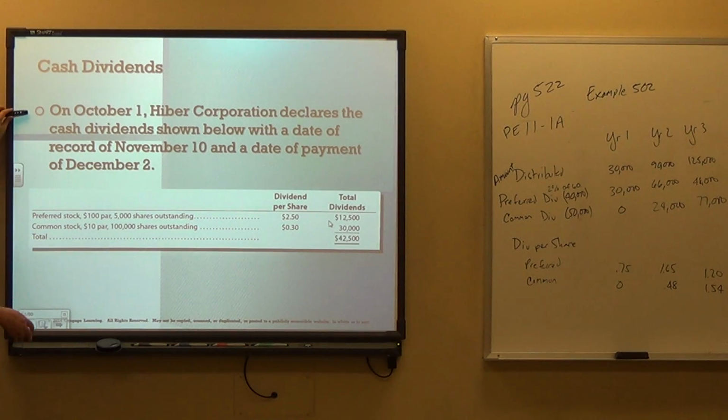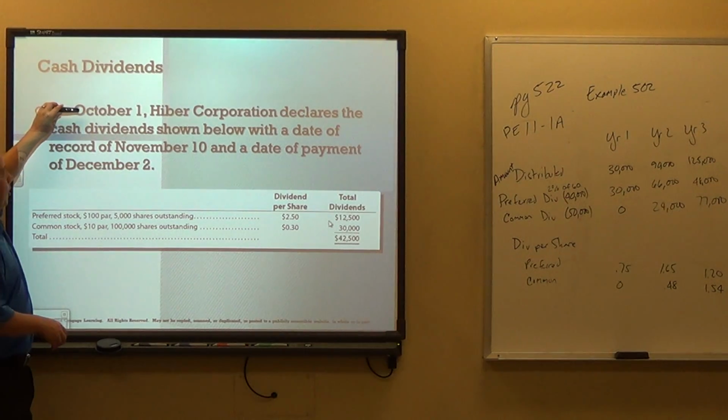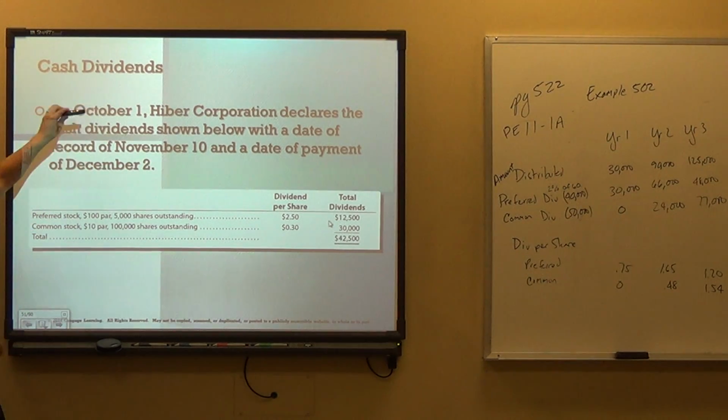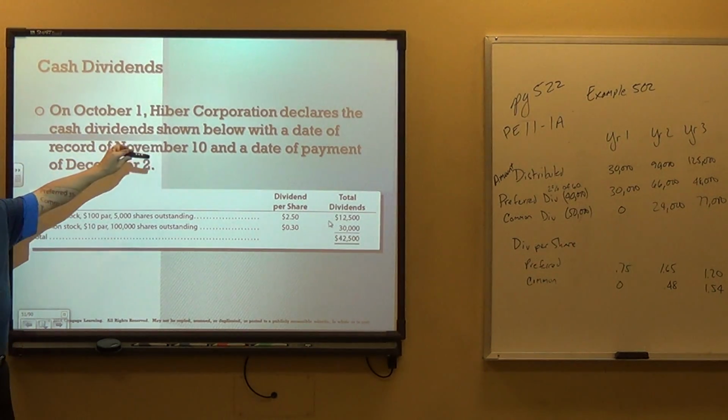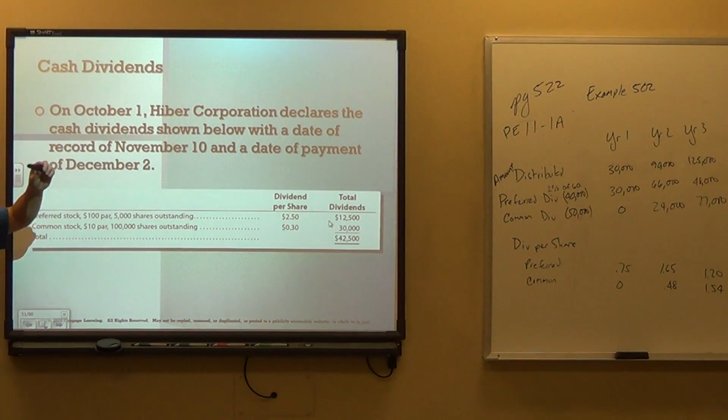So on October 1st, Hibber Corporation declares the cash dividends shown below with a date of record on November 10th and date of payment of December 2nd. So here we have now a liability. Here is when we're paying on that liability. And here, the only thing that matters is who we're paying to. So we have no transactions going to happen.